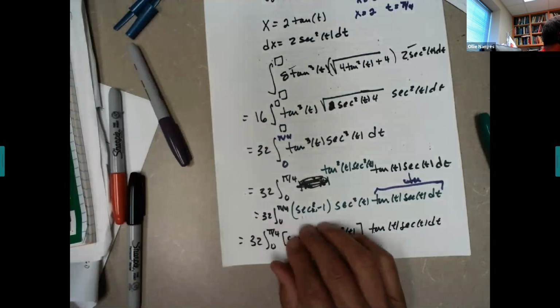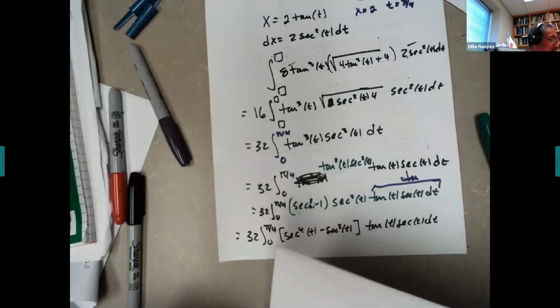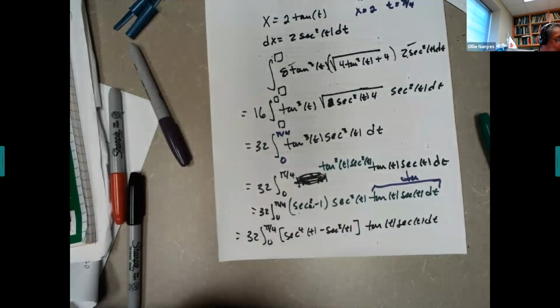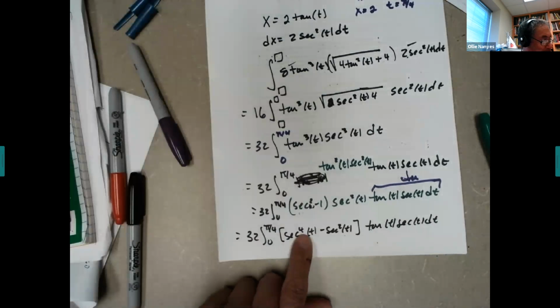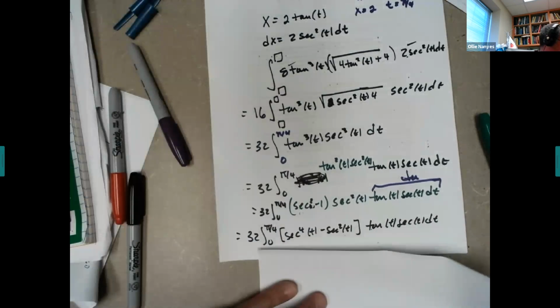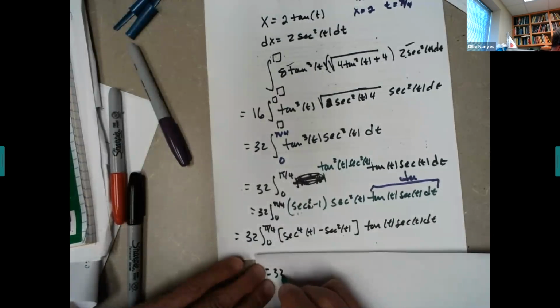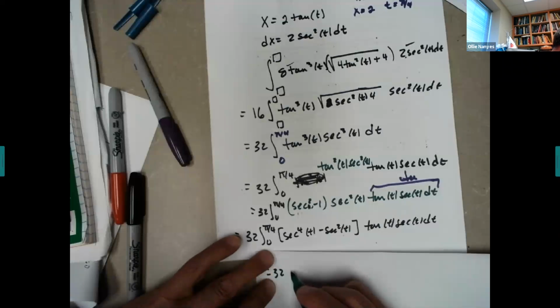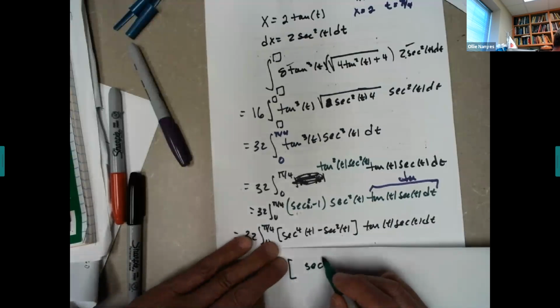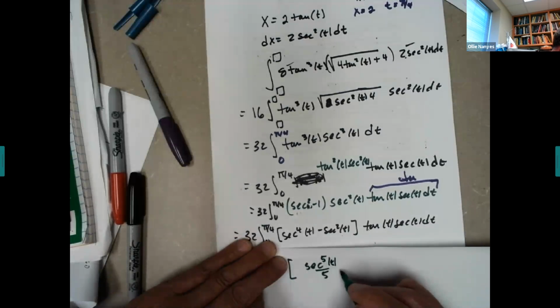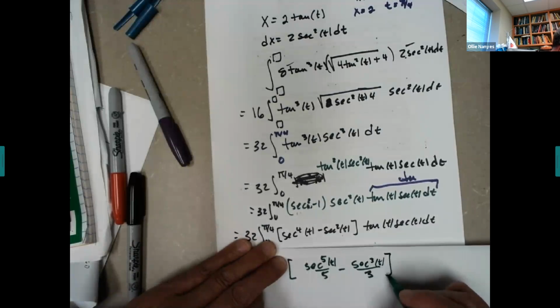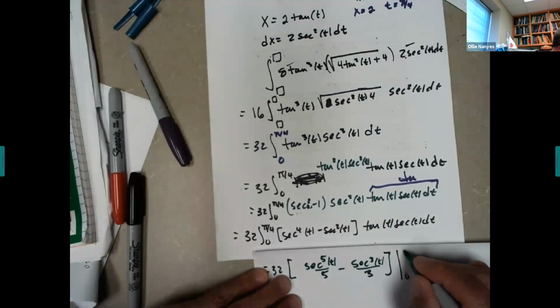I might just add another clean piece of paper because I have problems written on the others. This is not going to be much of a finish though, because this is really u to the 4th minus u squared du. So that's going to turn out to be equal to 32 times secant to the 5th t over 5 minus secant cubed t over 3, evaluated between 0 and pi over 4.